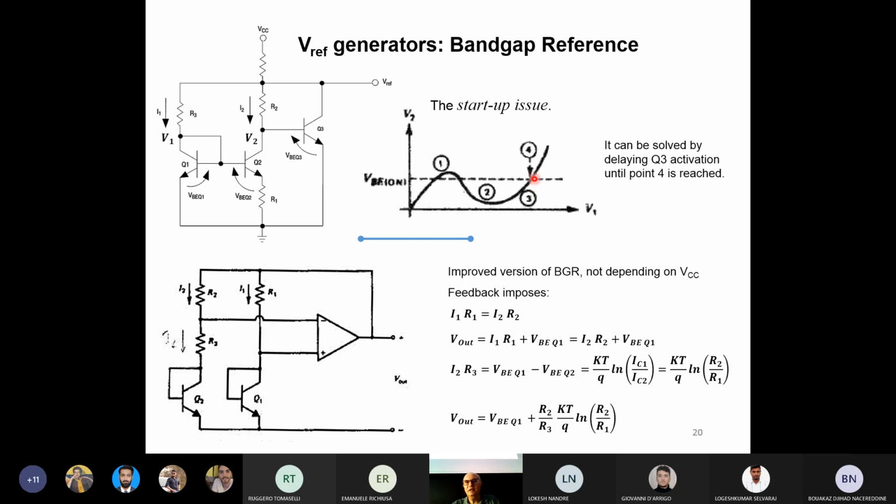But if the system is already here, or if it is locked here, you just push some currents on the base, for instance, of a transistor Q1 in order to move it from that situation. So this sort of kick-off circuits are usually designed in the band gap references.